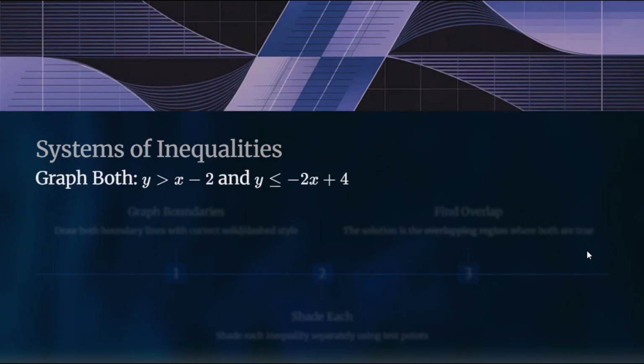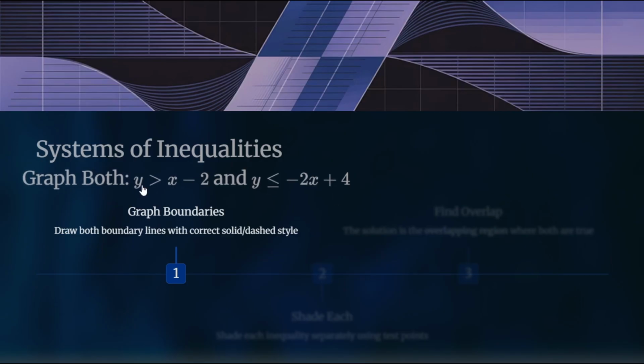So now what if I have a system of inequalities? I want to graph both y is greater than x minus 2 and y is less than or equal to negative 2x plus 4. So first, I'll need to draw both boundary lines with correct solid or dashed style. So for y is greater than x minus 2, I'll have a dashed line. But for y is less than or equal to negative 2x plus 4, I'll have a solid line.